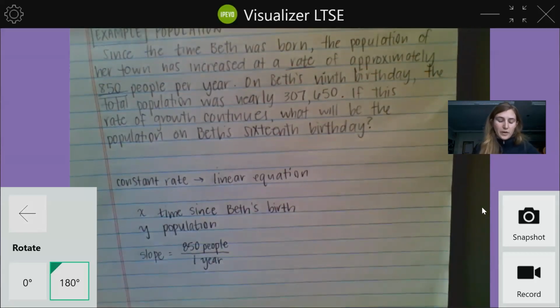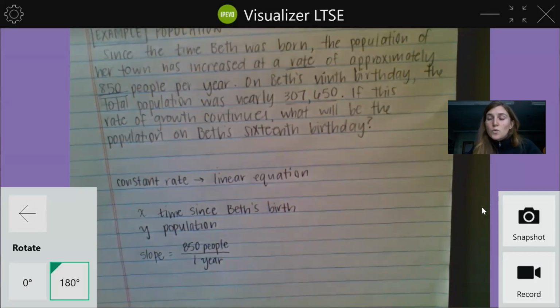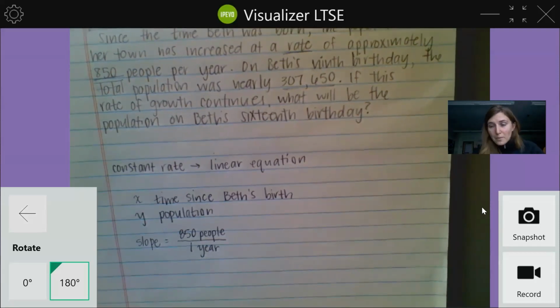Okay, so we know our variables, we know our slope, and we're also given a point on this line. We're also given a solution to this equation. We're given a specific, time-stamped point, right? On her 9th birthday, the population is this much. So 9 years past Beth's birthday, the population was 307,650. So that is going to show up like an ordered pair, or like a point on our graph.